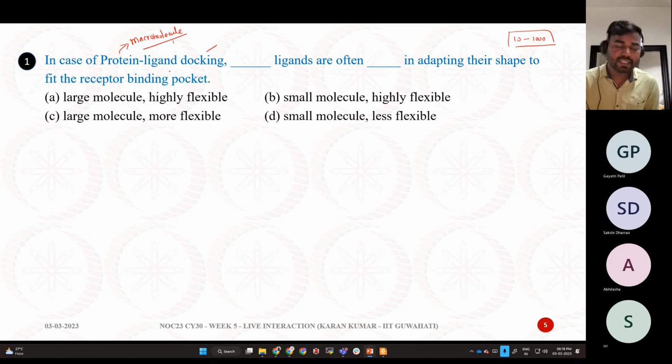However, ligands contain only a few atoms, so they are termed small molecules, or micromolecules, because they are smaller in size. So in protein ligand docking, the ligands, which are small molecules, are often adapting their shape to fit the receptor binding pocket. So option B is correct here.